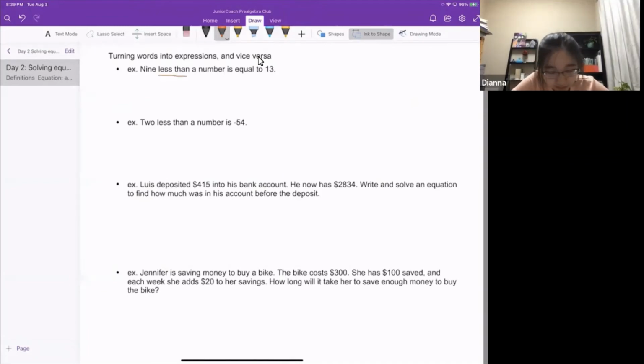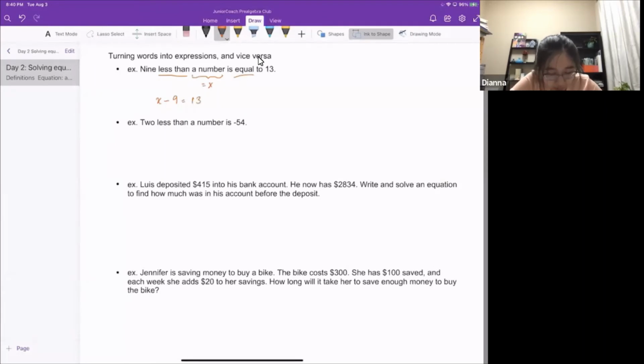So it says 9 less than. When we see a number, we're going to make this equal x, or whatever letter you want, it doesn't really matter. But I'm going to let it equal x. So 9 less than a number. So 9 fewer than a number. So we have a number, but it's smaller. So we have to do minus 9, right? 9 less than a number. And is equal to, so we have the equal sign, 13. And so that's going to be my equation.